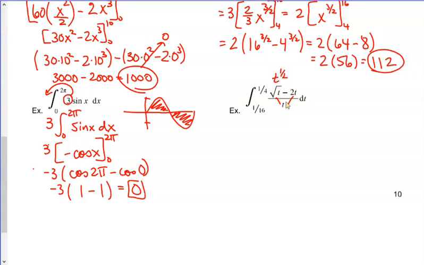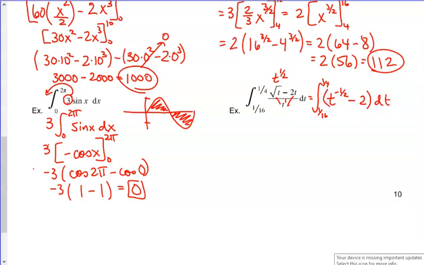And when I have t to the 1/2 over t to the first, we can subtract those exponents. So if I do 1/2 minus 1, then this integral from 1/16 to 1/4 is going to be t to the minus 1/2, and these t's are going to cancel, so minus 2. And that's what I need to integrate.